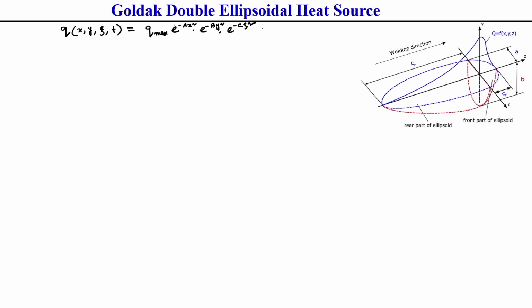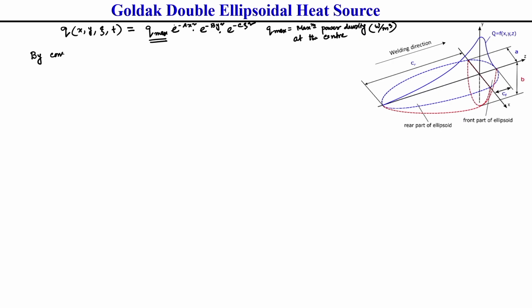Now, what is Q max? Q max is the maximum power density. Its unit, always you should keep in mind, is watt per meter cube, at the center of the double ellipsoid, at the center, I am right, at the center of the double ellipsoid. Now, how can we find out this Q max value? For finding out this Q max value, here we will use conservation of energy. So, by conservation of energy, what can we write?